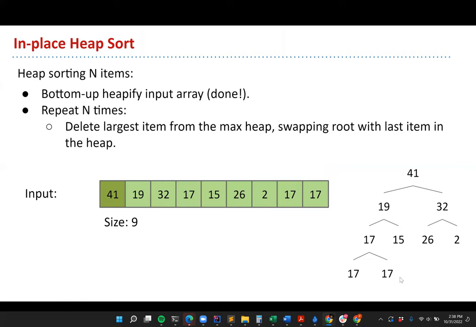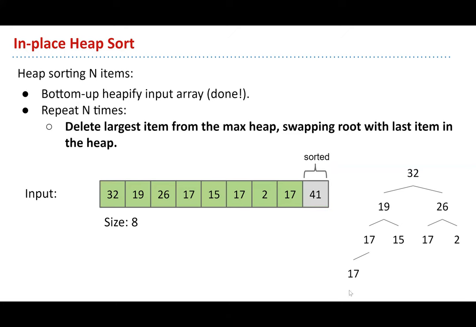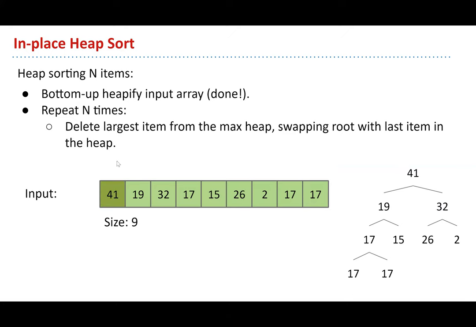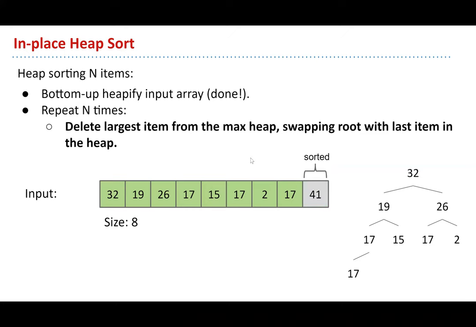So basically, we're going to swap 41 and 17. These two get swapped. And then we'll sink 17 down, okay? So in other words, put 41 at the end, put 17 at the front, and then sink it. And when you're done with that whole process, once you finish sinking that 17 that you brought to the top, you end up with this array. It's pretty clever.